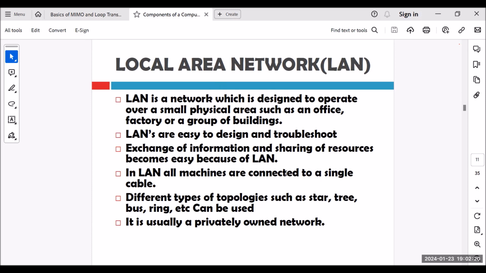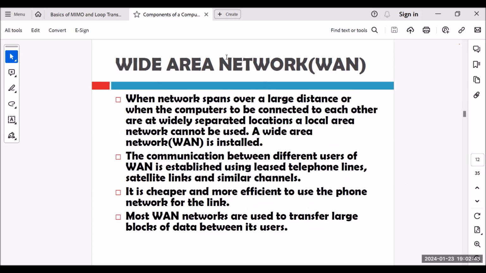In a LAN, all machines are connected to a single cable. This is very important. The different types of topologies such as star, tree, bus, and ring can be used for making a local area network. It is usually a privately owned network. This is what is quite common. And obviously, it's not necessary, but usually it's a privately owned network.